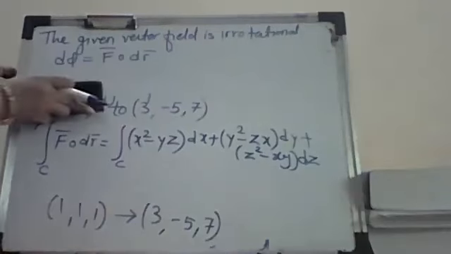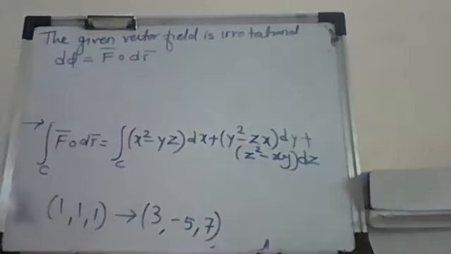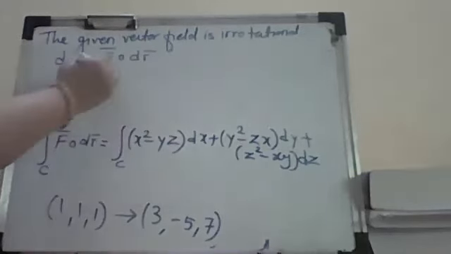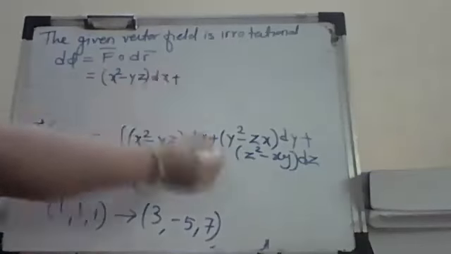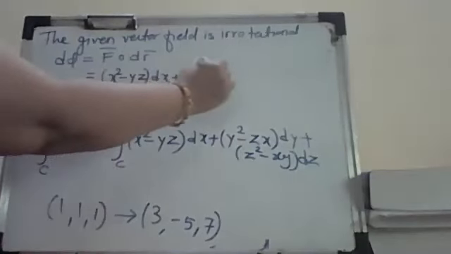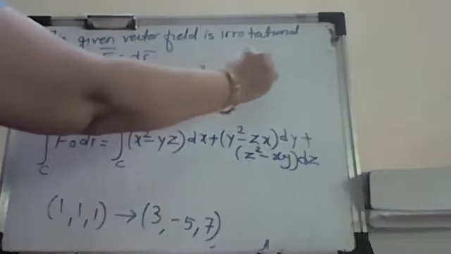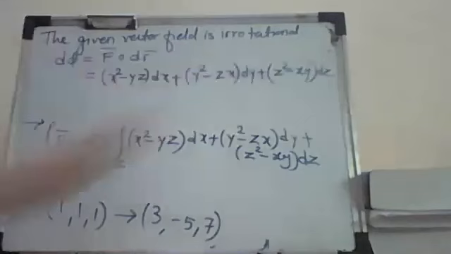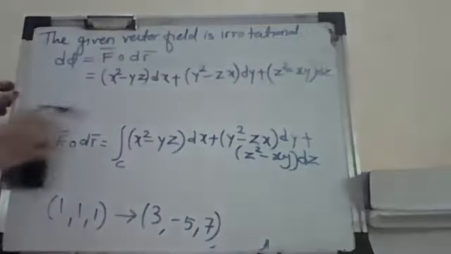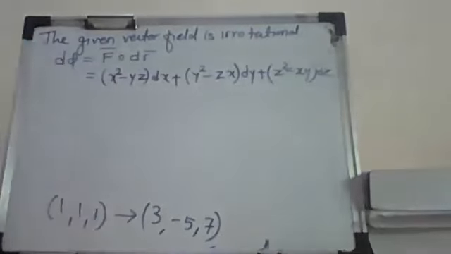Now what we'll do is we try to write it in this form. What I have is x square minus yz times dx, then y square minus zx times dy, plus z square minus xy times dz. So first of all, we try to write it down in the form of a total derivative, the way we have done it in vector differentiation.